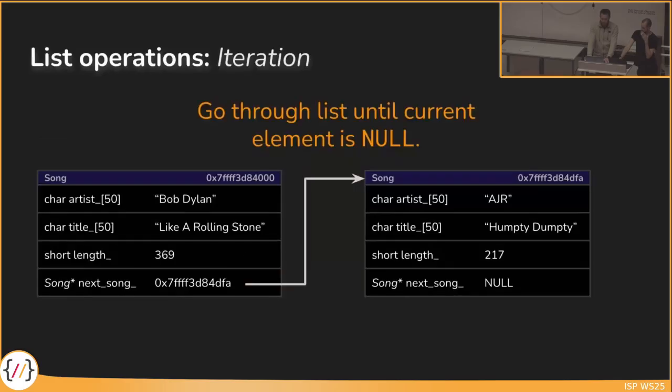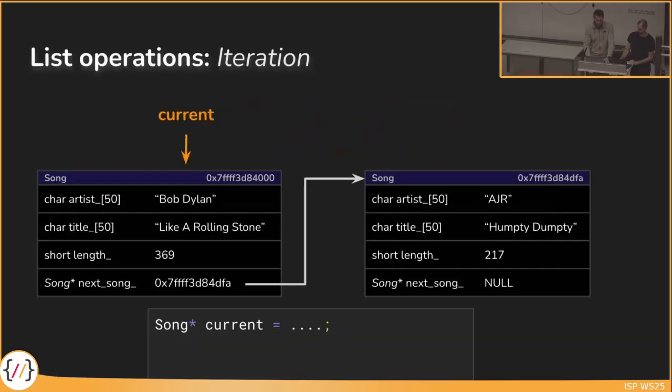And the first list operation for this linked list that we want to have a look at is the iteration. So we want to, for example, iterate through the whole linked list, and print out all the songs that are in our playlist. So we would start at the first element, go to the second one, the third one, and so on, until we reach the last one, and then our iteration is done. And how would we do this?